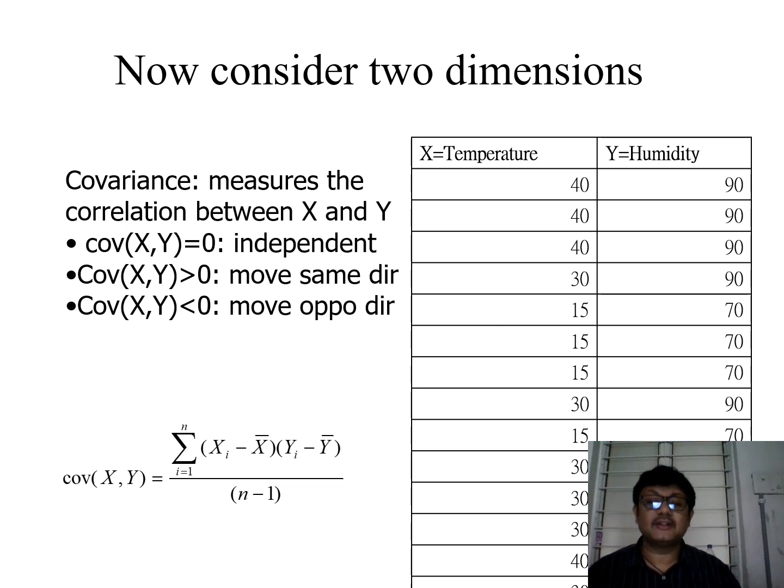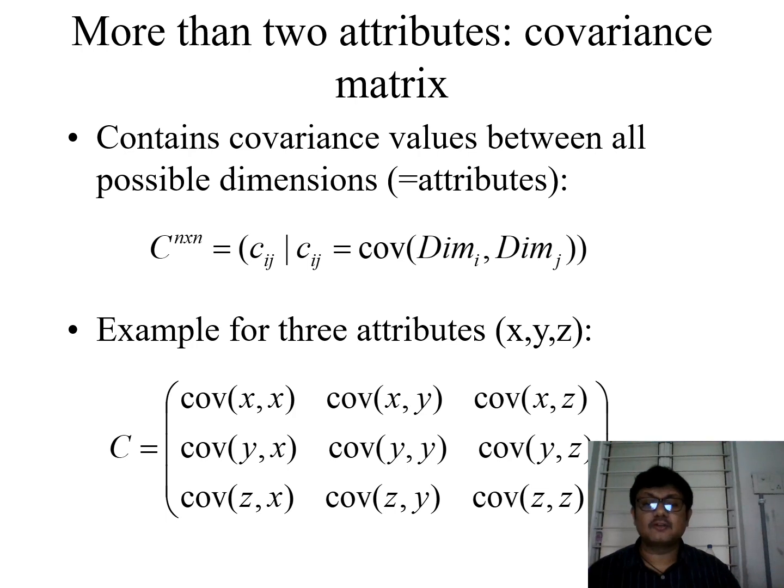So how can we give the formula? Covariance of xy is equal to the sum from i equal to 1 to n of (xi minus x bar) into (yi minus y bar), divided by n minus 1. Here we have taken the sample data for temperature and humidity. For more than two attributes, how do we calculate? If there are more than two attributes, a covariance matrix will be applicable.